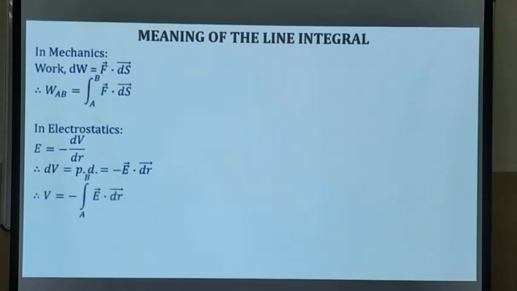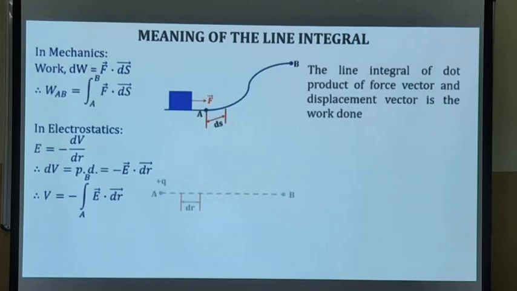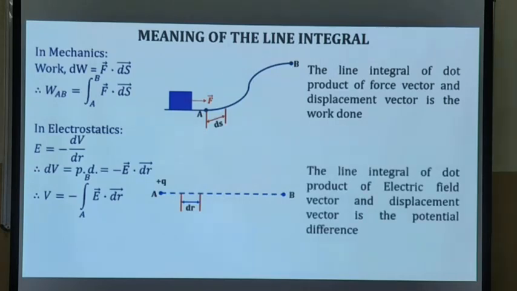Then the total potential difference over the path AB will be what? It will very clearly be the integral from A to B of E dot dr. So this is again a line integral. So the line integral of electric field vector and displacement vector is nothing but potential difference in case of electrostatics. It is the same statement that I am making out here for the sake of your clarity. So I hope the meaning of line integral is clear to you.